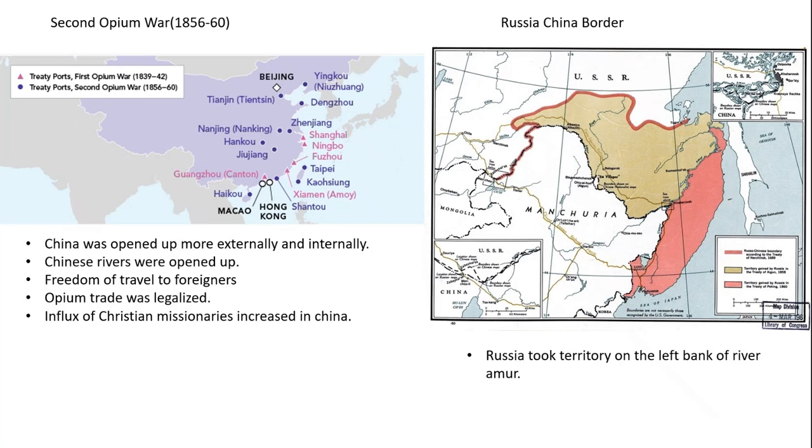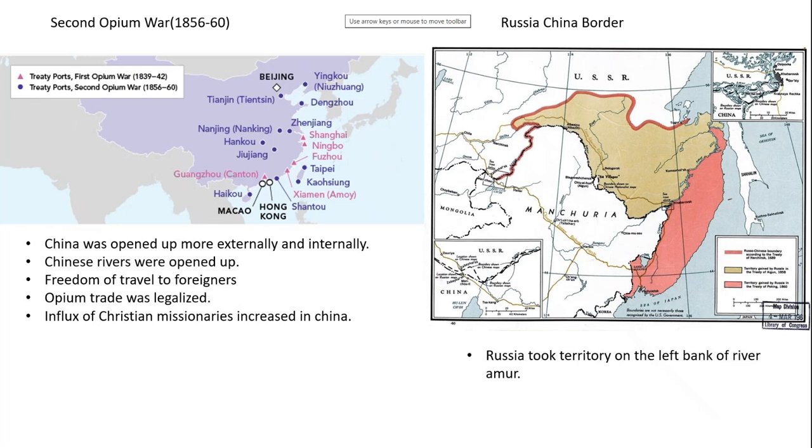So what happened after the Second Opium War? Obviously, this trio won the war against the Manchu dynasty, and more ports were opened, externally as well as internally. You can see this map showing in triangles the ports which were opened after the first Opium War, and the blue dots are the ports opened after the Second Opium War. Now it covered nearly the entire coastal region of China. The Chinese rivers were also opened up, freedom of travel was given to foreigners, the opium trade was legalized, and the influx of Christian missionaries increased again.